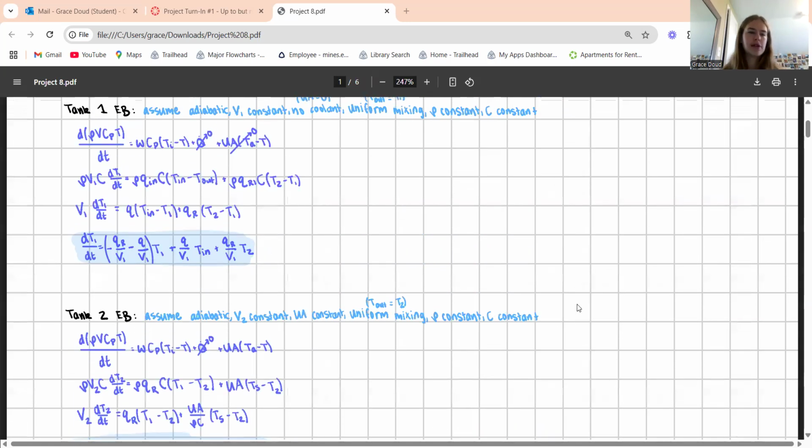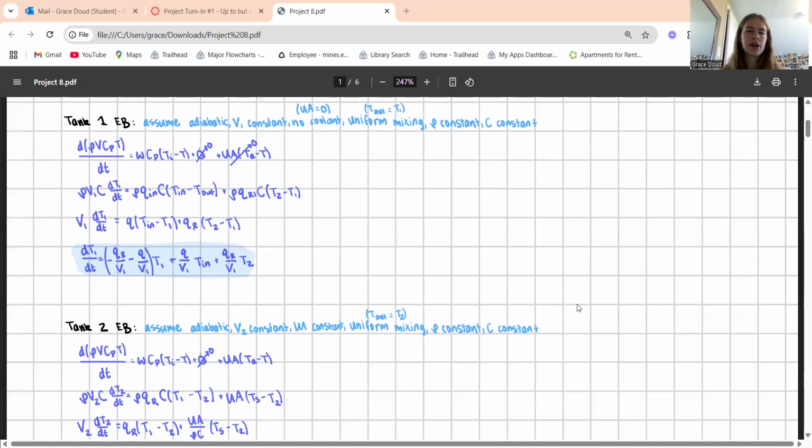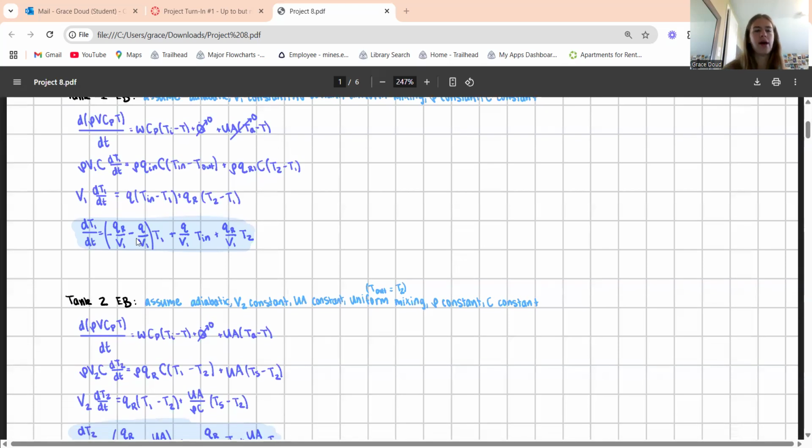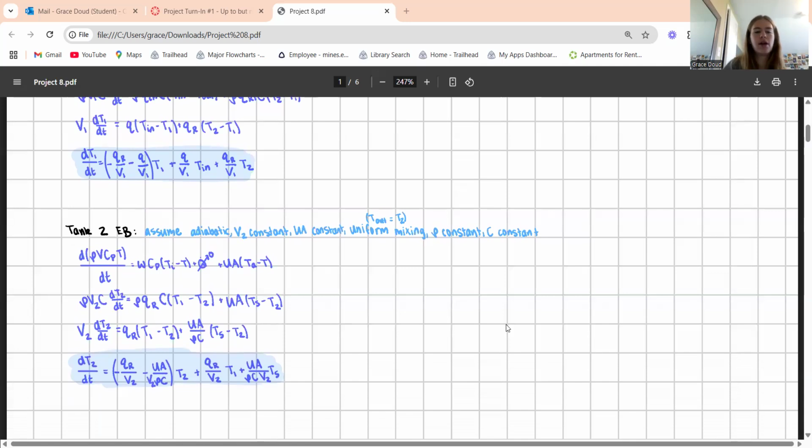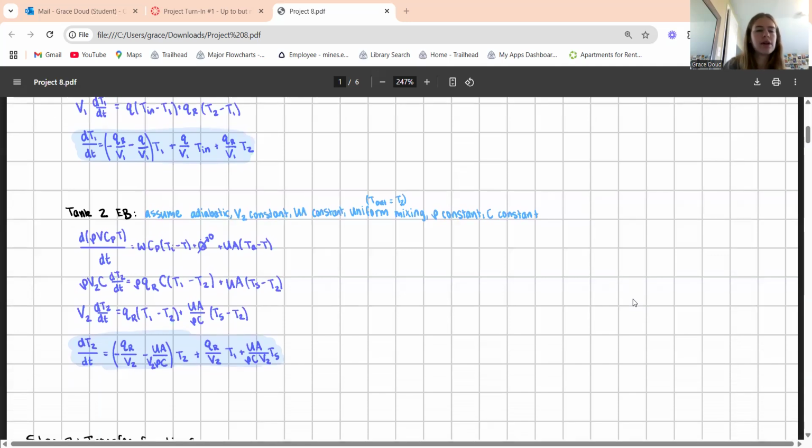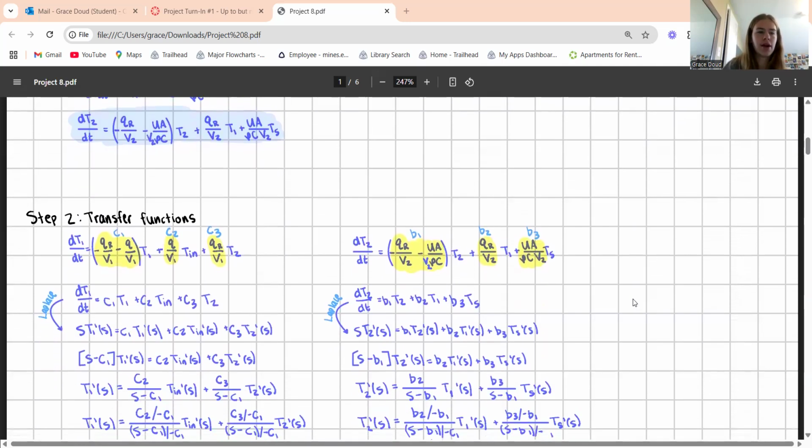And then for our energy balances, we assumed adiabatic, constant volumes, constant UAs, or like no UA for tank one because there's no coolant, uniform mixing, and then constant rhos and Cs. And from there, we were able to derive our dT1/dt and then our dT2/dt. This is just all from our practice quiz. It's just algebra in there.